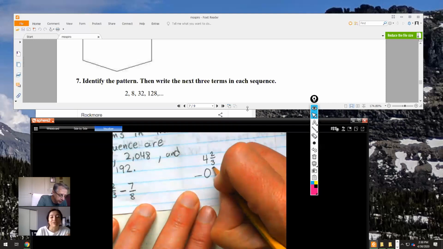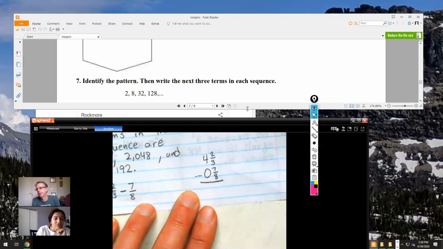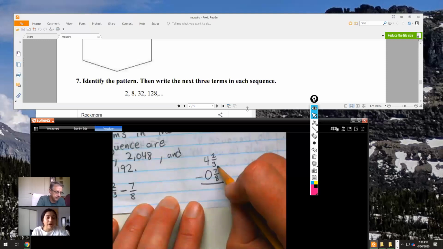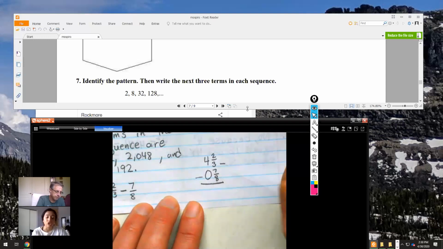So, or you can place a 0. That's what I did too. So let's go ahead and subtract these. Right off the bat, it looks like we can't really subtract our fractions quite yet, because we don't have a common denominator. So I turned my common denominator into 24.